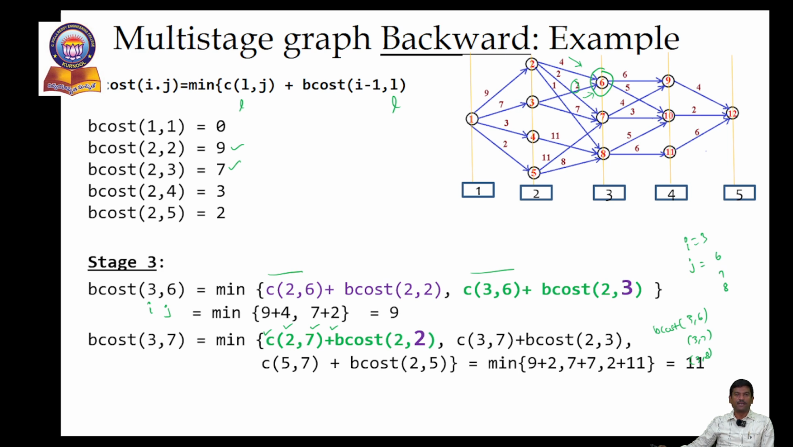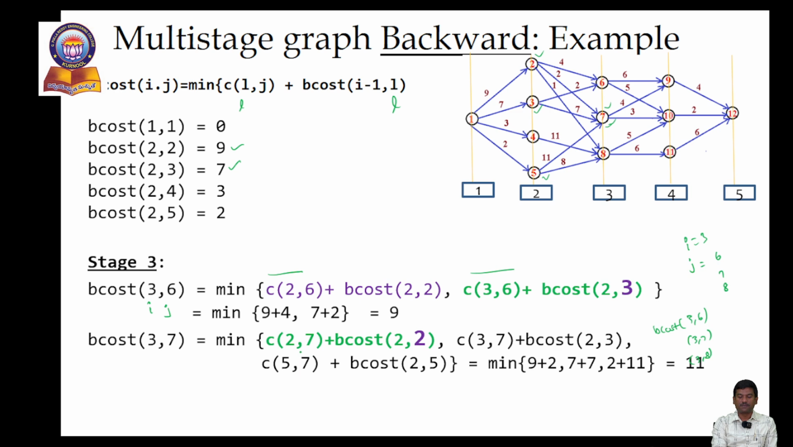In the same fashion, find BCost of (3,7). If you consider vertex 7, what are the edges connected to 7? The edges are from 2 to 7, from 3 to 7, and also from 5 to 7. So there will be 3 parts: C of (2,7) is the first part, then C of (3,7), as well as C of (5,7), and replace the remaining values with BCost of (i-1, L).